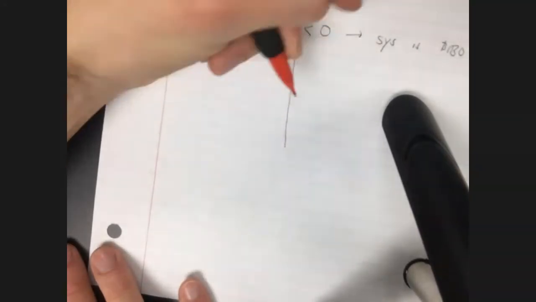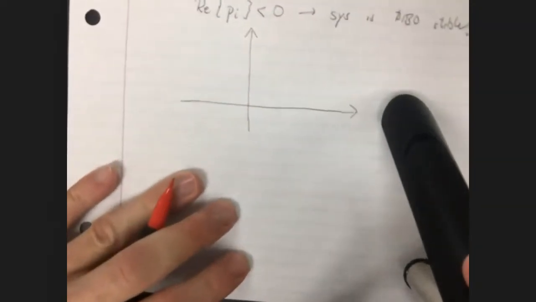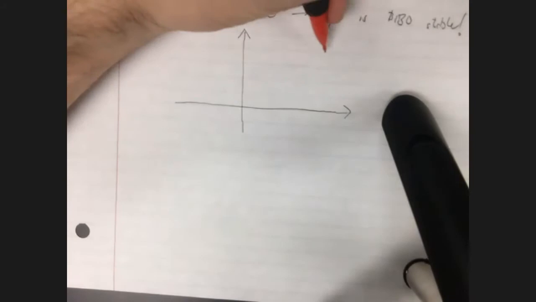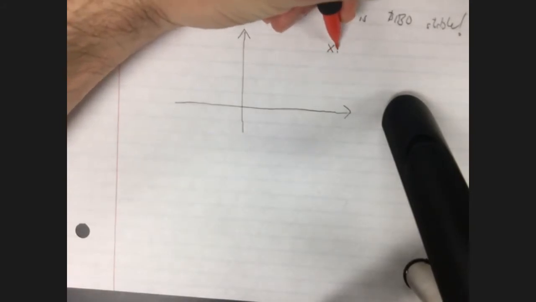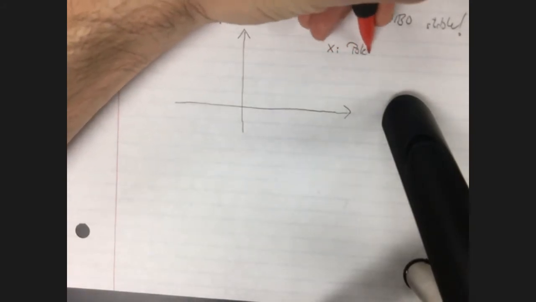Yet another way to look at it. The first way we wrote it was kind of in words: poles need to have negative real part. Here we wrote it mathematically. We can also show it graphically. So if we do a little graph like this, we're going to mark with X's the poles of the system.